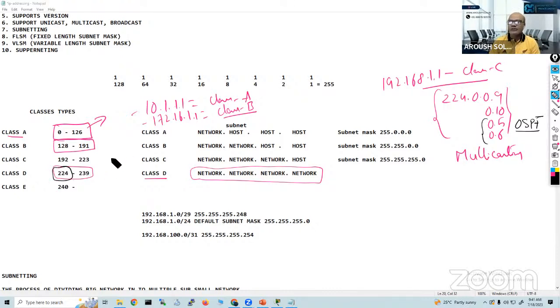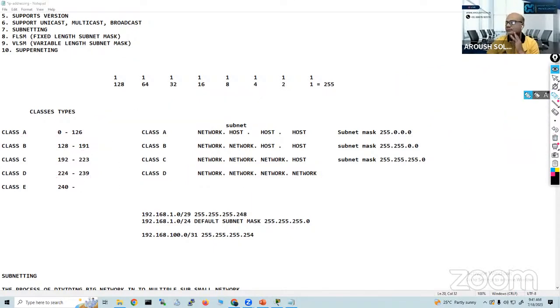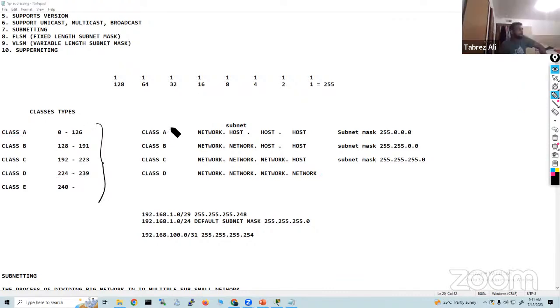224.0.0.0, 224.0.1.0. These are the ranges. So I have noticed that something is missing here. Tabrez, is anything missing here? Yes, sir. Anything missing here?